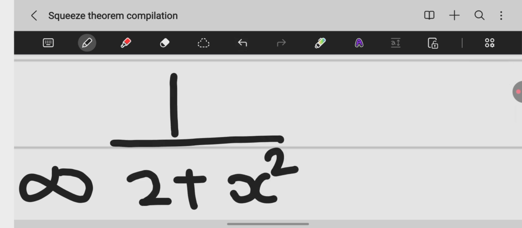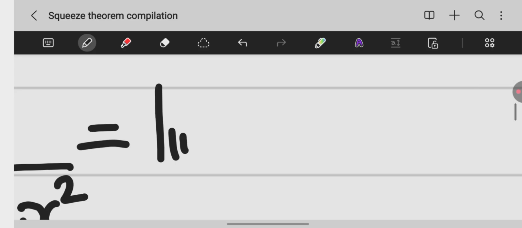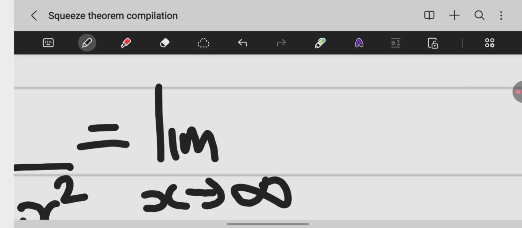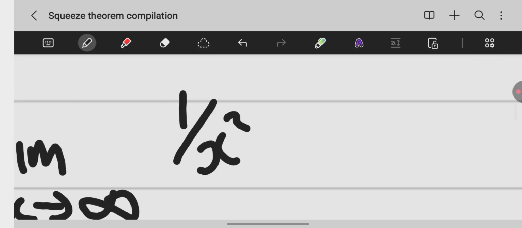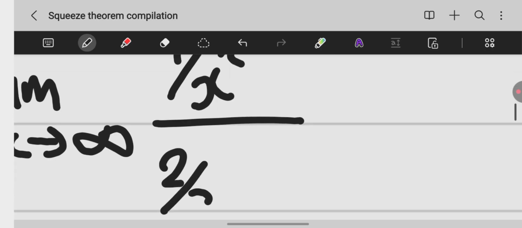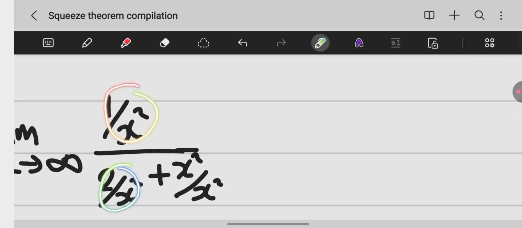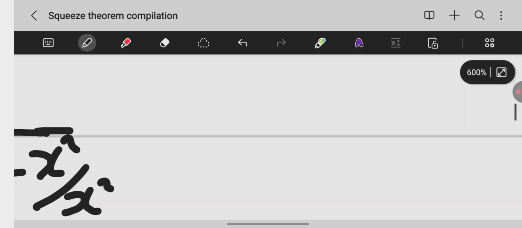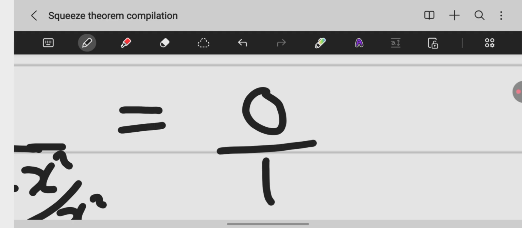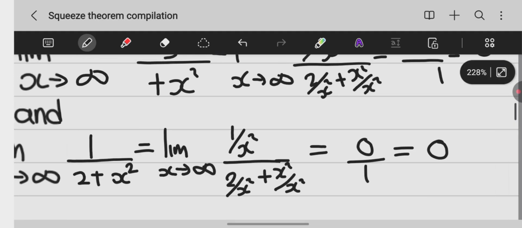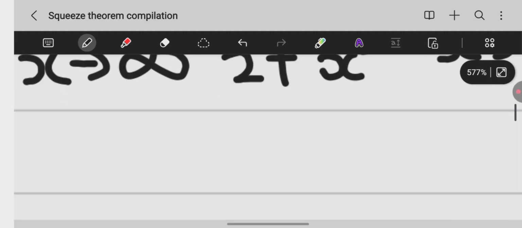Oh, that's x squared actually. This is equal to the limit as x approaches infinity of 1 over x squared over 2 over x squared plus x squared over x squared. This is 0, and that's a 1. So you really just have 0 over 1, which is 0. And by default, your middle would also be a 0.